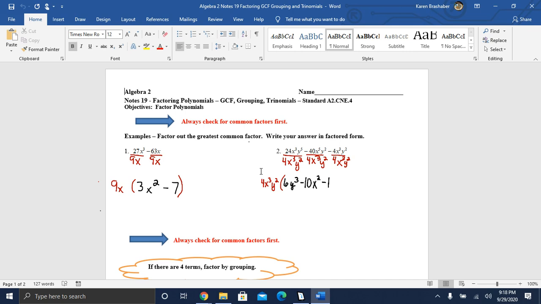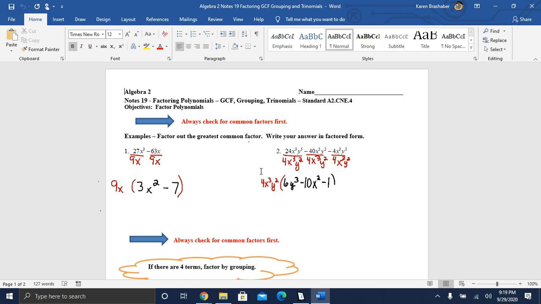Negative 4 divided by 4 is negative 1. But for my exponents, x to the third divided by x to the third, those cancel. Y to the second divided by y to the second, those cancel. Those give me 0 exponents. And so I no longer need to write the x and the y.